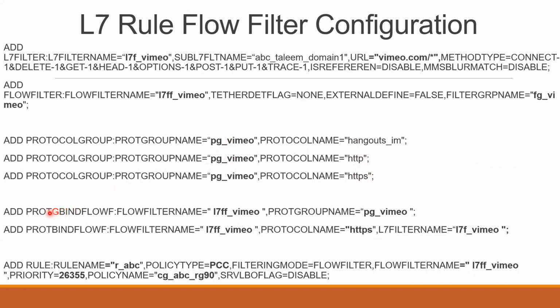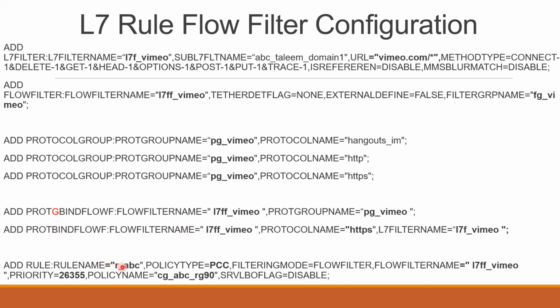Next, we are going to bind this protocol group with the flow filter. So this protocol group name which we created is being bound to this flow filter, and we bind a specific protocol with this flow filter as well. So this flow filter is being bound with this L7 filter name for this specific protocol name. So these two are being differentiated. It's a similar command, but I've highlighted G in red: this is for protocol group binding, and this is simple protocol binding.